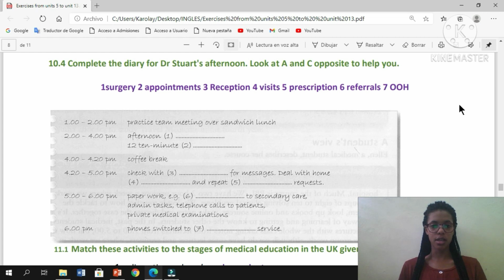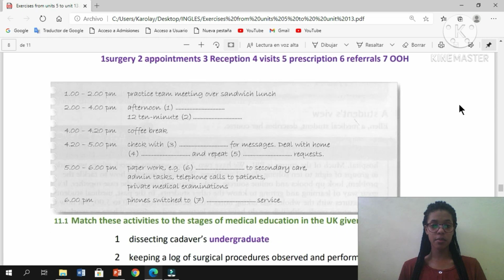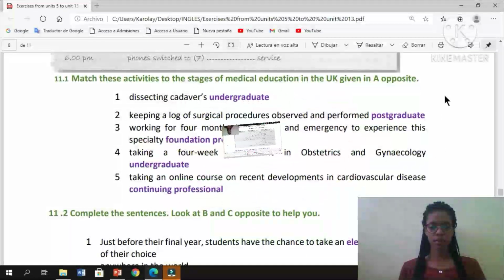5 to 6 p.m. Paperwork, referral letters, admin, telephone call to patient, private medical examination. 6 p.m. Phone calls handed over to the out of hours service.